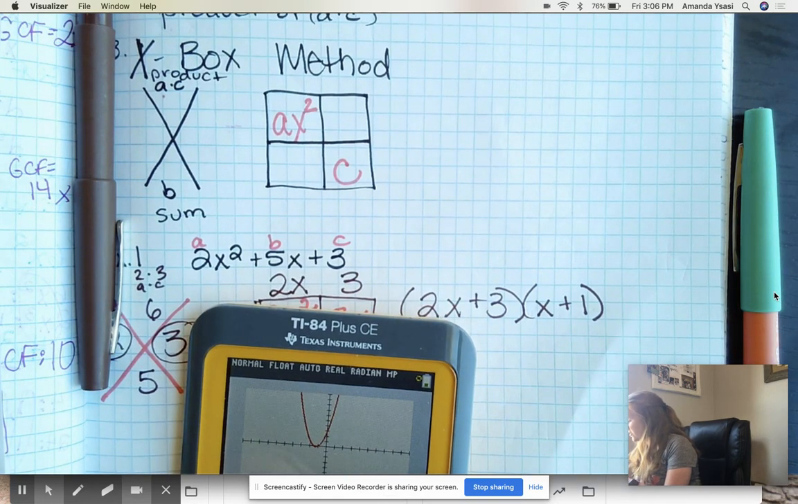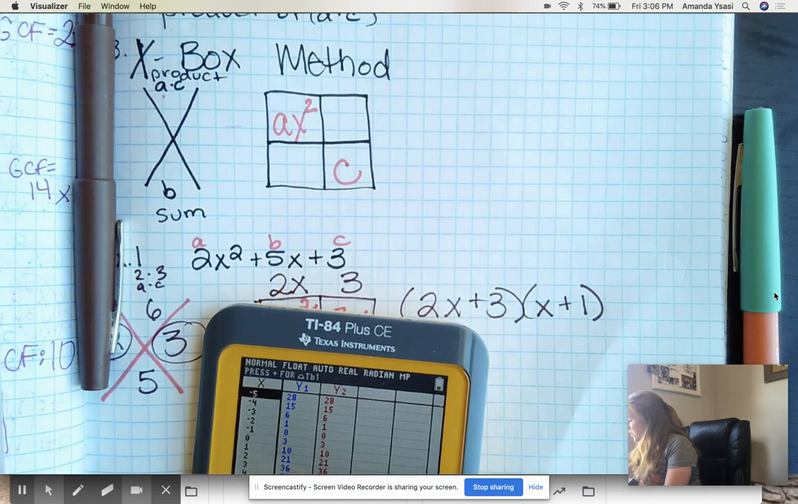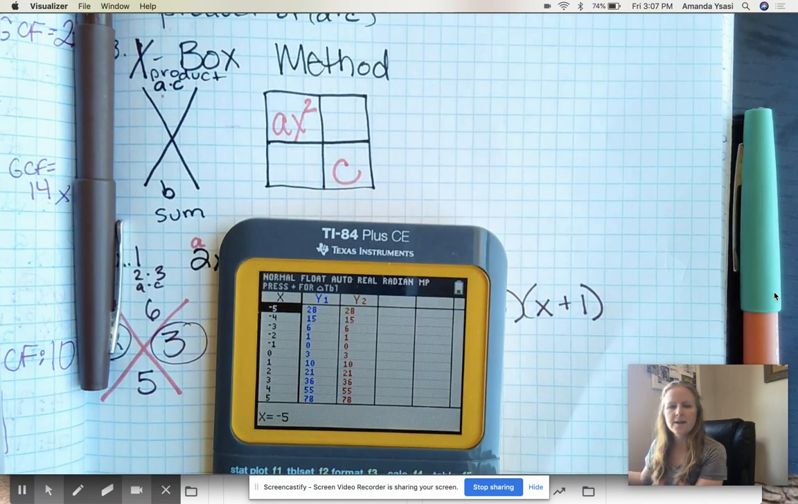Oh, I see another one now, it's red. Okay, so now I go to my table, and now they're the exact same. So that tells me that I did it right.